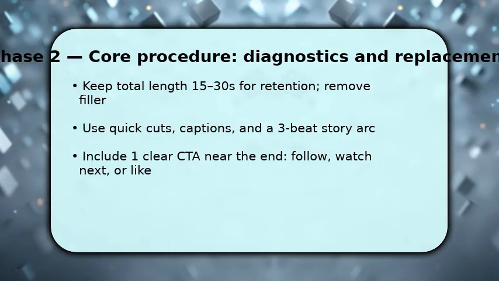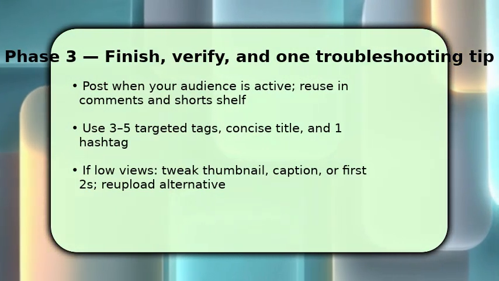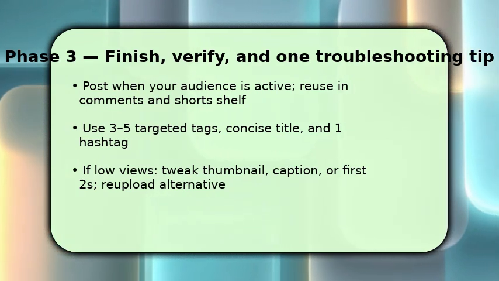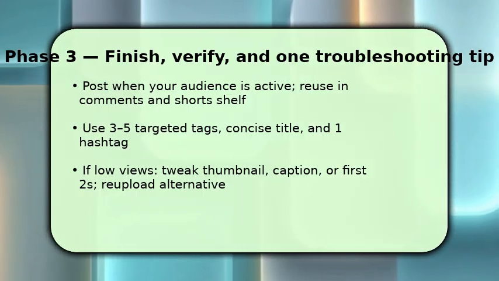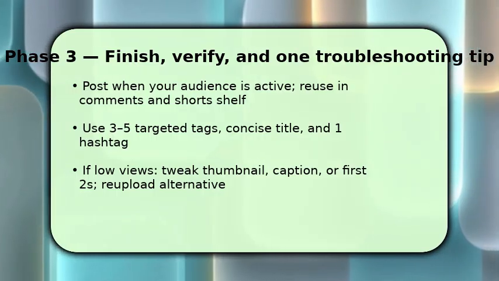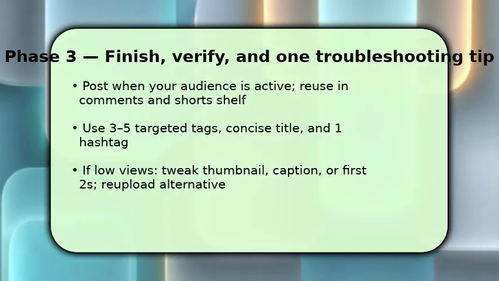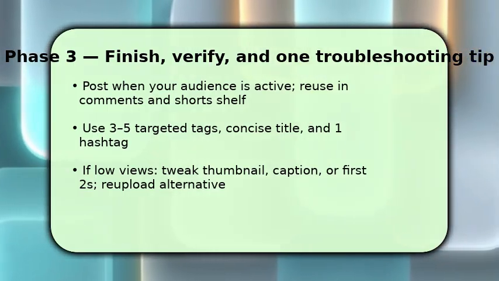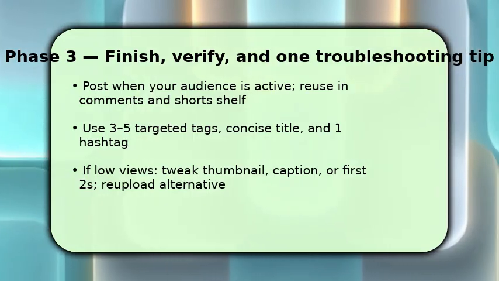You're ready to publish. Choose a peak audience window and craft a concise title with 1 hashtag and 3 to 5 targeted tags. Once live, pin the short in a related long-form video or drop it into top comments to drive discovery. If views stay low, don't panic, iterate. Change the thumbnail, rewrite the caption, or replace the first 2 seconds and reupload as an alternate. That troubleshooting cycle often fixes discoverability issues.